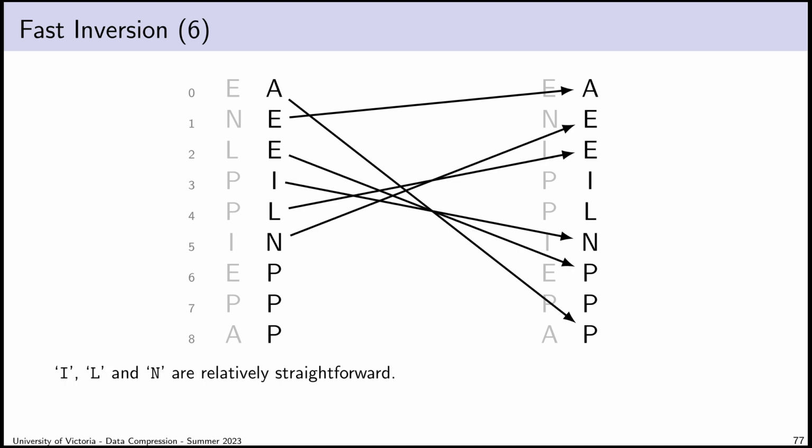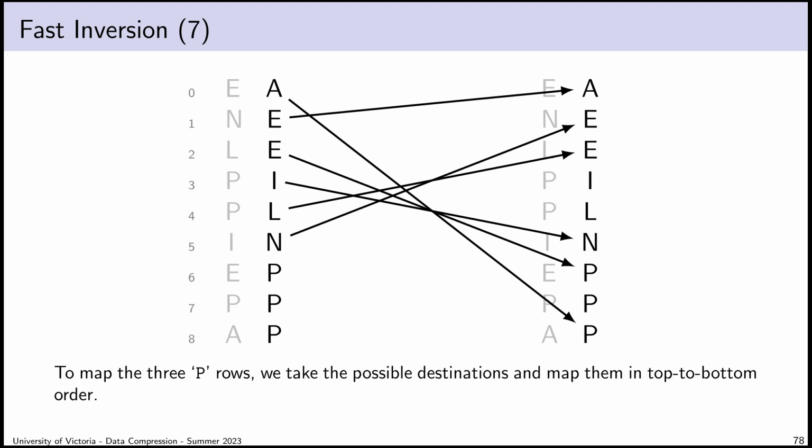Similarly with I, L, and N. So I apparently is followed by N. So if I'm at the row beginning with I, the next rotation is the one beginning with N, so I can draw that arrow there. And same thing with the L and the N. And then there's the 3 P rows. So I think, okay, what comes after these 3 Ps? Well, it again comes down to preserving lexicographical order.